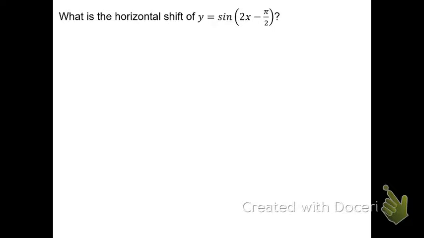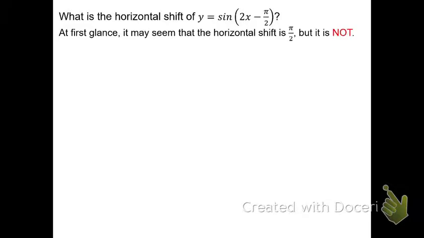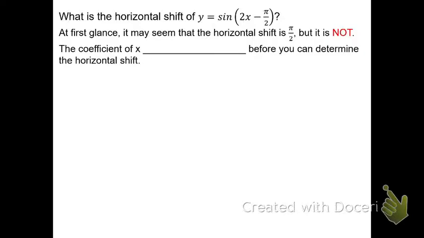Now let's take a look at another equation here. Here we have y equals sine of the quantity 2x minus pi over 2. At first glance, you might think this is a horizontal shift of pi over 2, but it's not. And it has to do with the frequency here. The coefficient of x must be 1 before you can determine what that horizontal shift is going to be. In this case, because we have a 2x, it's not going to be the negative pi over 2 that it appears to be.